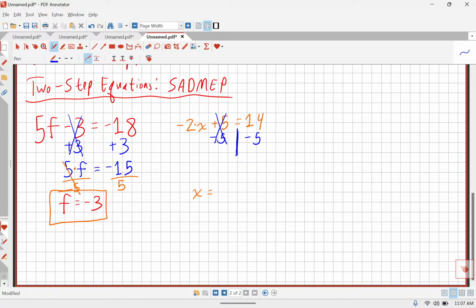That's why you hear me say opposites and balance. That's why you see me draw these lines and do all these things. That leaves us with negative 2x equals 9. Now remember, Eden, that's a secret multiply. How do I get rid of that negative 2 times x?